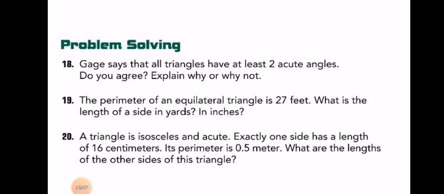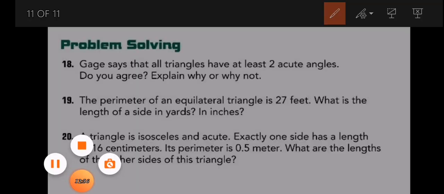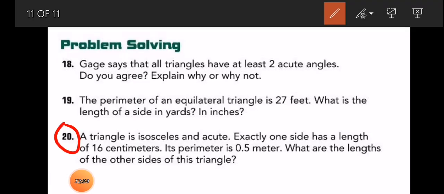Now the problem solving. I will do question number 20 with you. Number 20. A triangle is isosceles and acute. Isosceles means I have two sides that are equal. Acute means the three angles are acute. Exactly one side has a length of 16 centimeters. Its perimeter is 0.5 meter. What are the lengths of the other sides of this triangle?